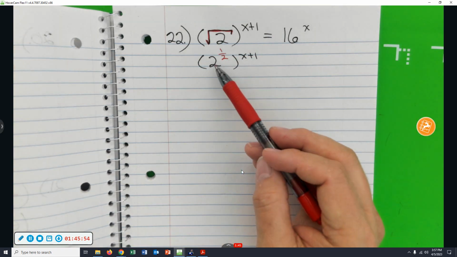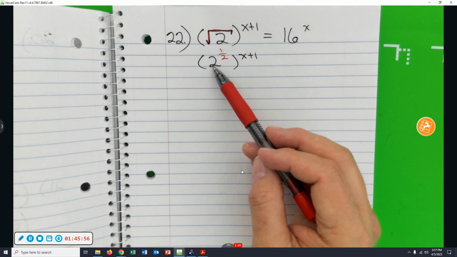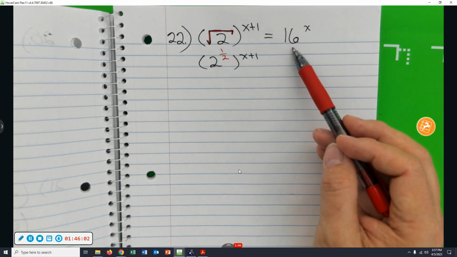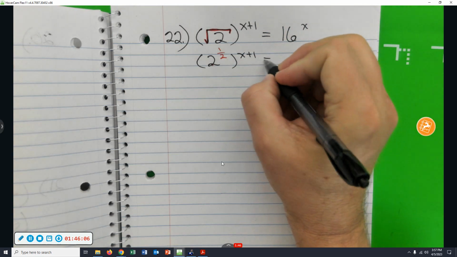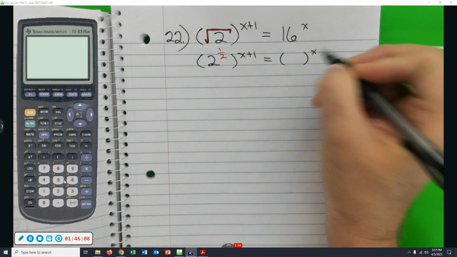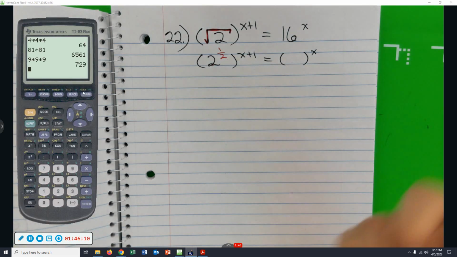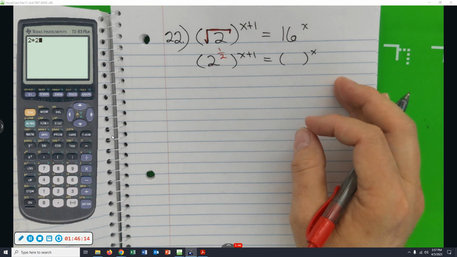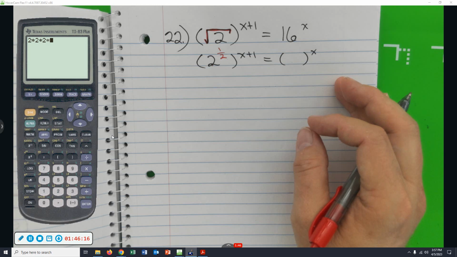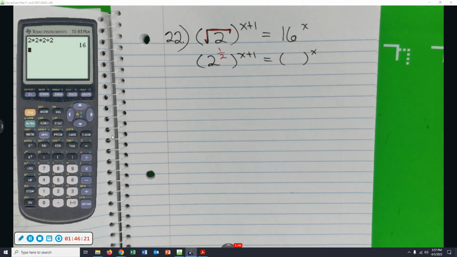So we have a base of 2 on the left side. 2 is a prime number. You're not going to change 2. So you better be able to write 16 as 2 to a power. How many 2's do you have to multiply together to get 16? 2 times 2 would be 4. Times 2 is 8. Times 1 more 2, that's 16. 2 to the 4th is 16.